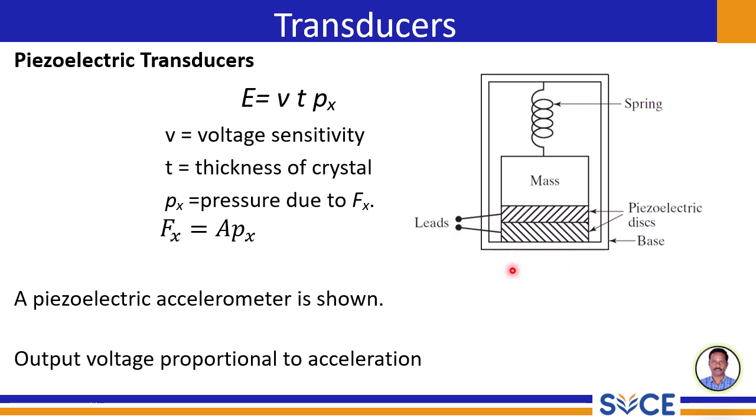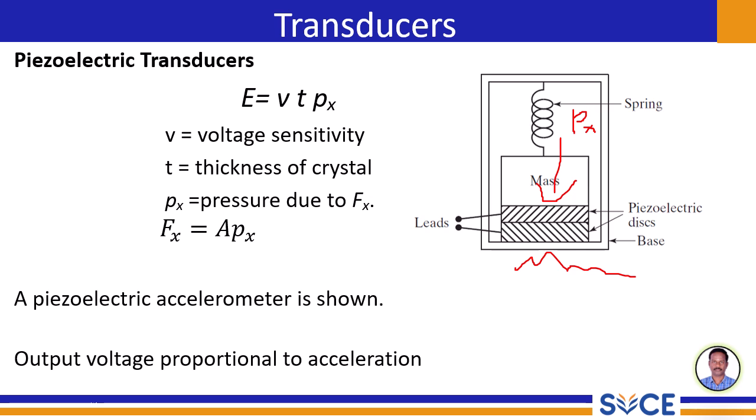When the base of the accelerometer vibrates, the mass, due to its inertia, exerts a force on the piezoelectric disc. The inertial force is proportional to mass times acceleration. We very well know this force acting over the area of the piezoelectric disc creates a pressure, that is our P of x. This pressure on the piezoelectric disc generates an output voltage.